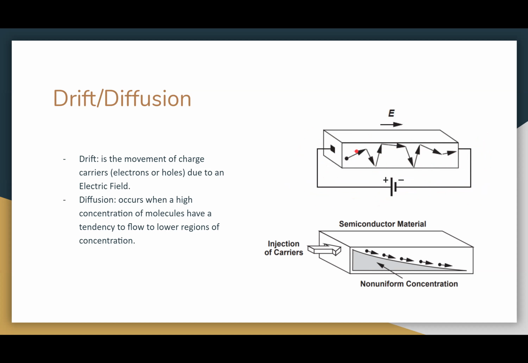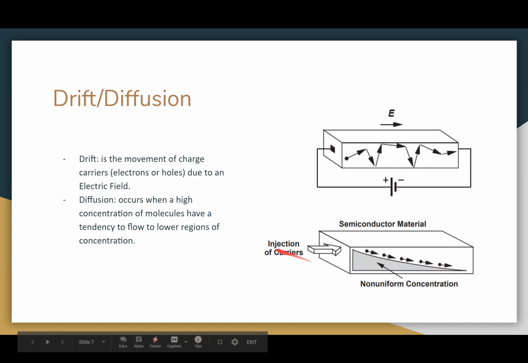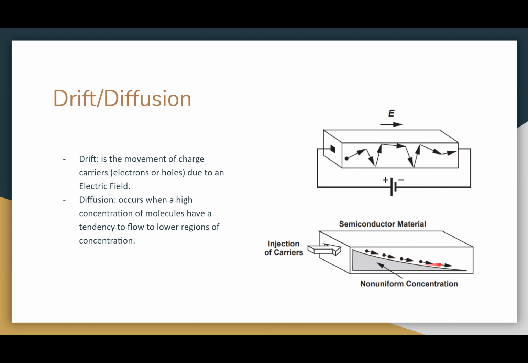And next we have diffusion, and that's the picture on the bottom. Diffusion occurs when a high concentration of molecules has a tendency to flow to regions of lower concentration, referred to as the concentration gradient. I'm going to use an example to explain this. Imagine having a glass of water and you add a droplet of ink into that glass of water. That ink is going to start to diffuse. What it's doing is flowing from regions of high concentration to regions of low concentration. So that's the best analogy for diffusion.